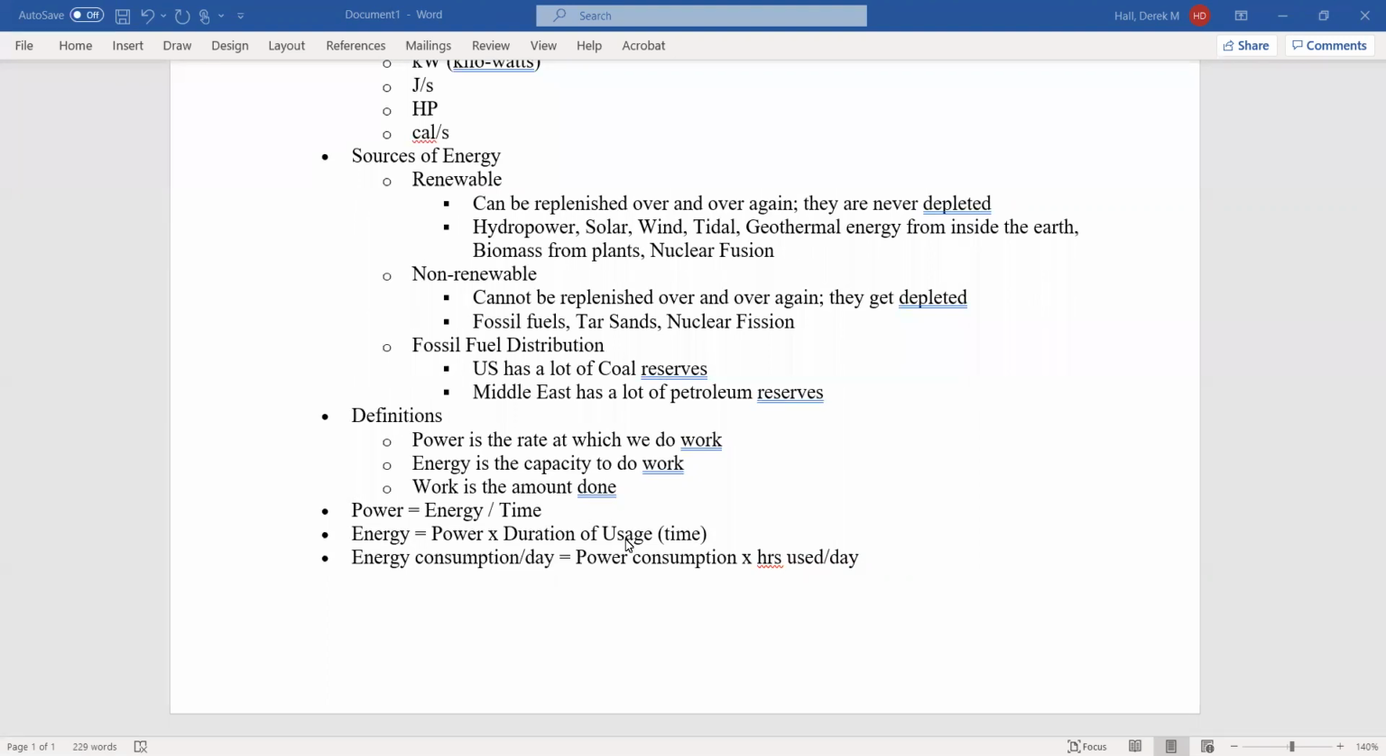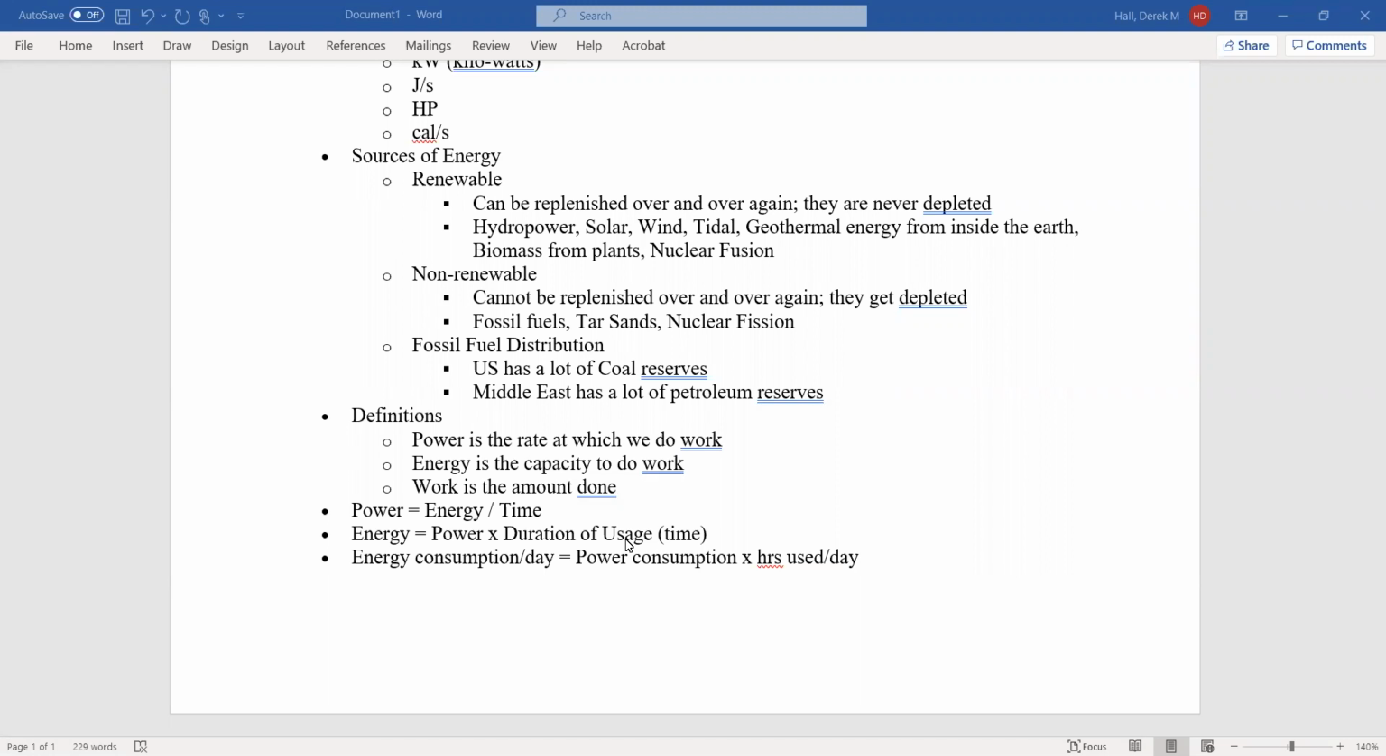There are also non-renewable sources. And the way we define these is that they cannot be replenished over and over again in a reasonable amount of time. Some of these include fossil fuels, tar sands, and nuclear fission. So they rely on finite sources that take a long time to form.